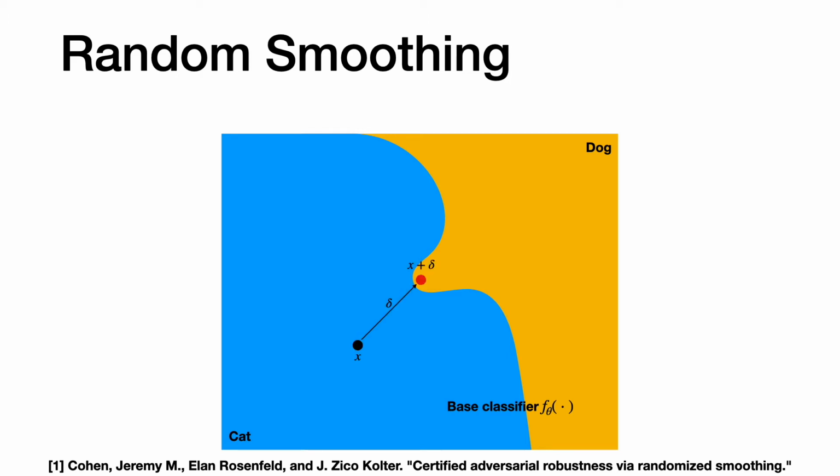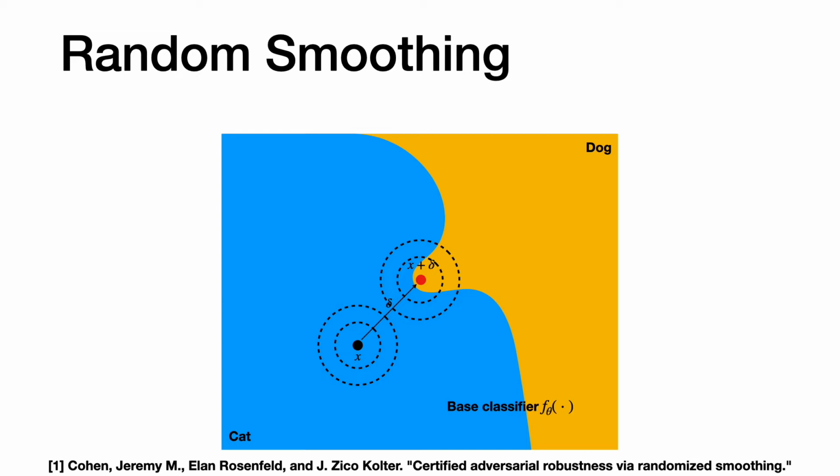However, things get worse as x gets closer to the boundary. Here, as we can see, it is much easier to find a perturbation delta applied to x where the classifier makes a mistake. But consider a small change. Instead of directly considering the base classifier, let us consider a smoothed classifier where we average over some neighborhood.